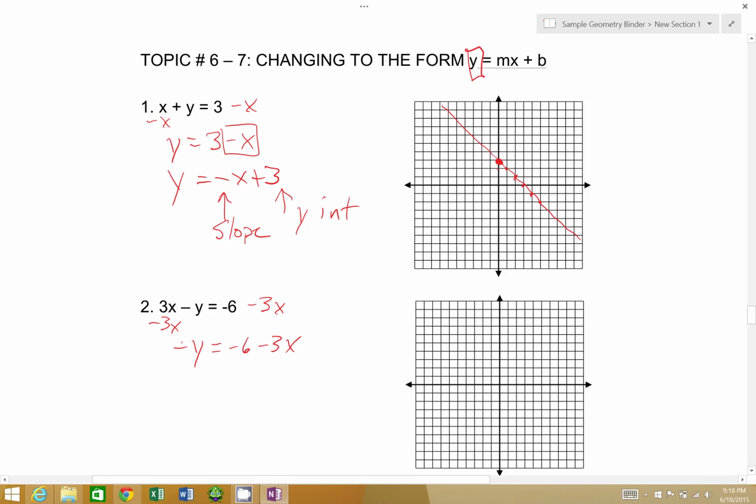So to undo the negative, we simply multiply both sides by negative 1. So we basically change everybody's signs, and I have 6 plus 3x. Everybody's positive and happy. Y equals, rewrite it, 3x plus 6. So I'm going to go to 6 on my y-axis. 1, 2, 3, 4, 5, 6. That's where I'm starting. I go up 1, 2, 3, and over 1. And I can draw a line like so.